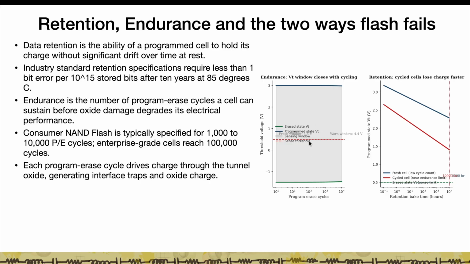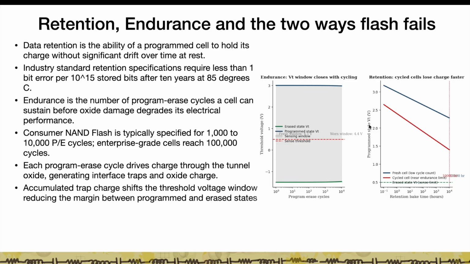The gray shaded region between the two curves is the sensing window, the voltage difference between the programmed and the erased threshold voltage distributions. Fresh from the factory, the window may be 4 to 5 volts. After 10,000 program erase cycles, the window may have closed down to 2 volts or so. So, when the window narrows enough that the distributions overlap, the cell can no longer reliably distinguish its two states, and the block must be retired.